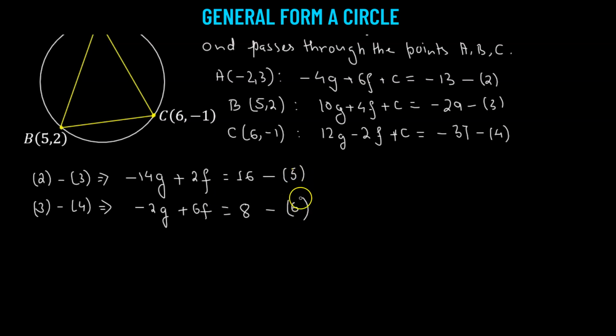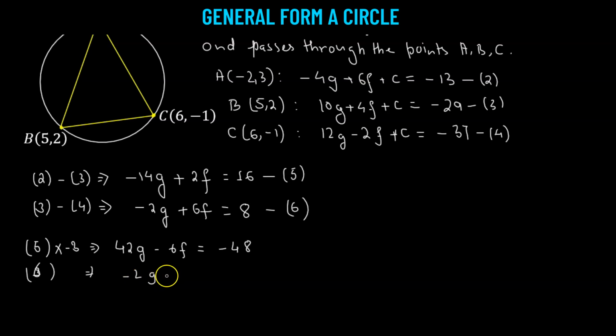So now in 5 and 6, we can see that there are no terms containing c, and we have two linear equations with only two parameters, g and f. So let's solve 5 and 6 to find the values of g and f. What we'll do is take equation number 5 and multiply throughout by -3. So this will become 42g minus 6f equals -48. And then we'll keep equation number 6 as it is. So that's -2g plus 6f equals +8.